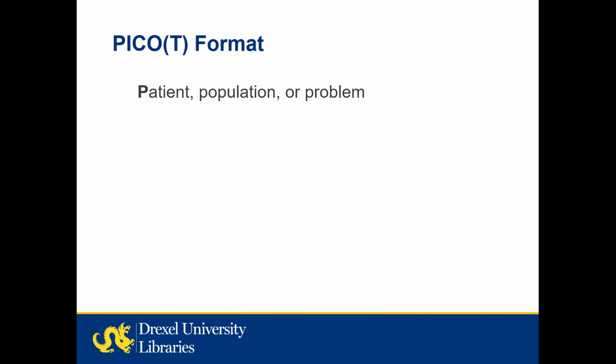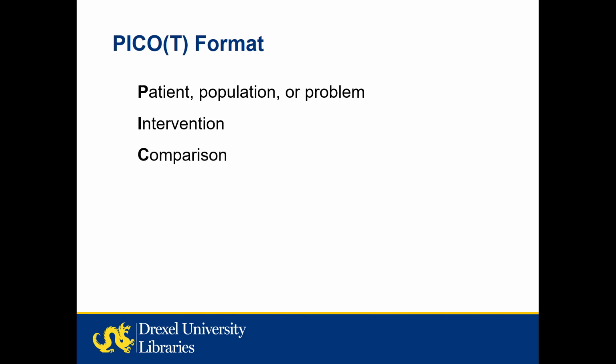First, the P will be your patient, population, or problem. Essentially, what group are we looking at for our question, and what is the major issue they are presenting with? Second is the I for intervention. Specifically, what kind of intervention is being considered.